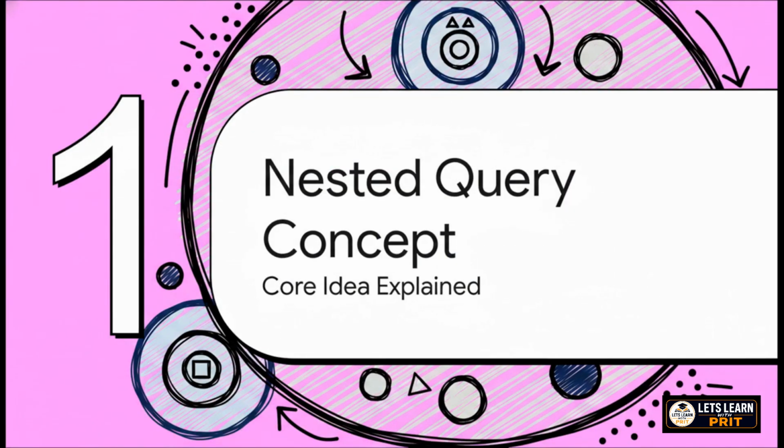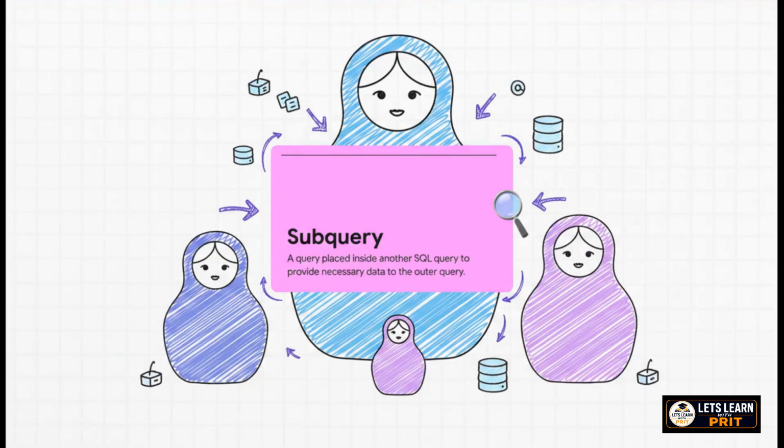Okay, Section 1, Nested Query Concept Explained. Let's dive right into this. Let's forget the heavy technical jargon for a second. What is a subquery? Simply put, a subquery, जिसे हम nested query भी बोलते हैं, is just a query placed inside another SQL query. Basically, एक query के अंदर दूसरी query. Think of it like those Russian nesting dolls. The inner query does a specific job. It fetches a very specific piece of data. Then it hands that data over to the main outer query, which uses it to give you your final result.